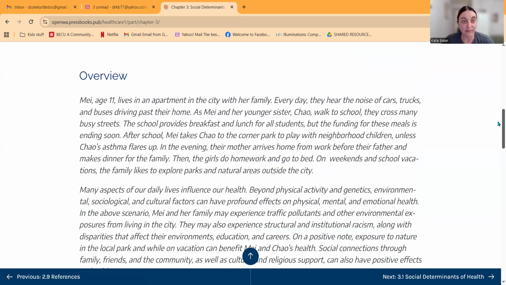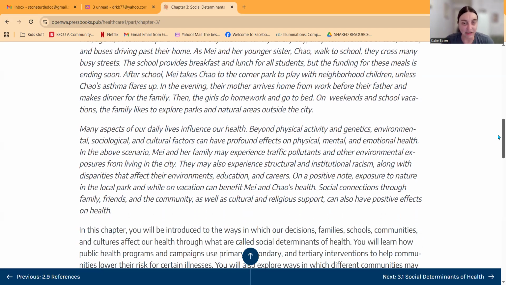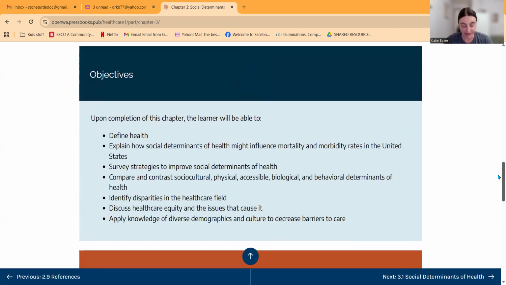We're going to start the chapter with a brief overview, a little vignette about a girl who lives in the city and all of the experiences that she has that influence her health. And we're going to talk about those experiences and factors in detail in this chapter. So we're going to cover these objectives.